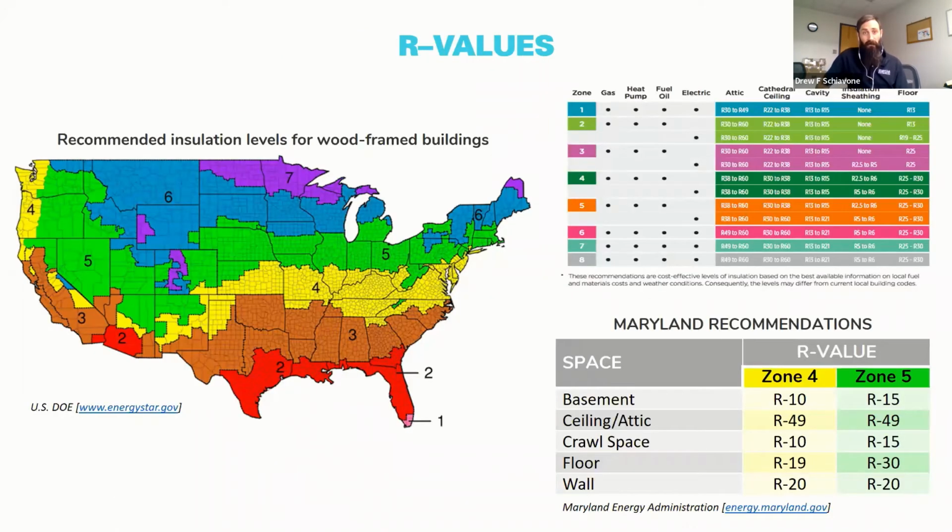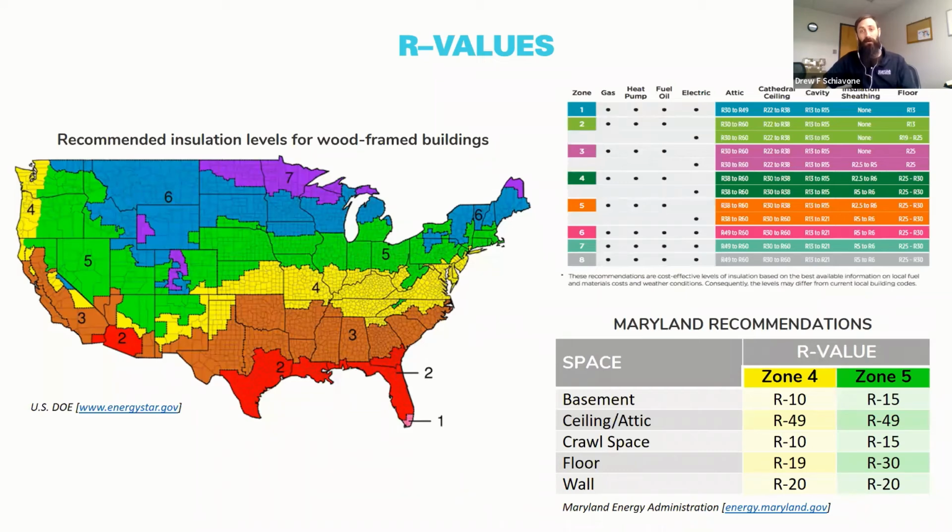So what are the recommended values? They're really based on the climate zone that we're in. Most of Maryland is in zone 4, and there are some R values recommended for that zone. I will say Garrett County, Allegany, and Washington County, where I'm at, are a little bit colder out here in Western Maryland, and those are in zone 5. So there are slightly different recommendations for zone 5, but most of us in Maryland have zone 4 recommendations.